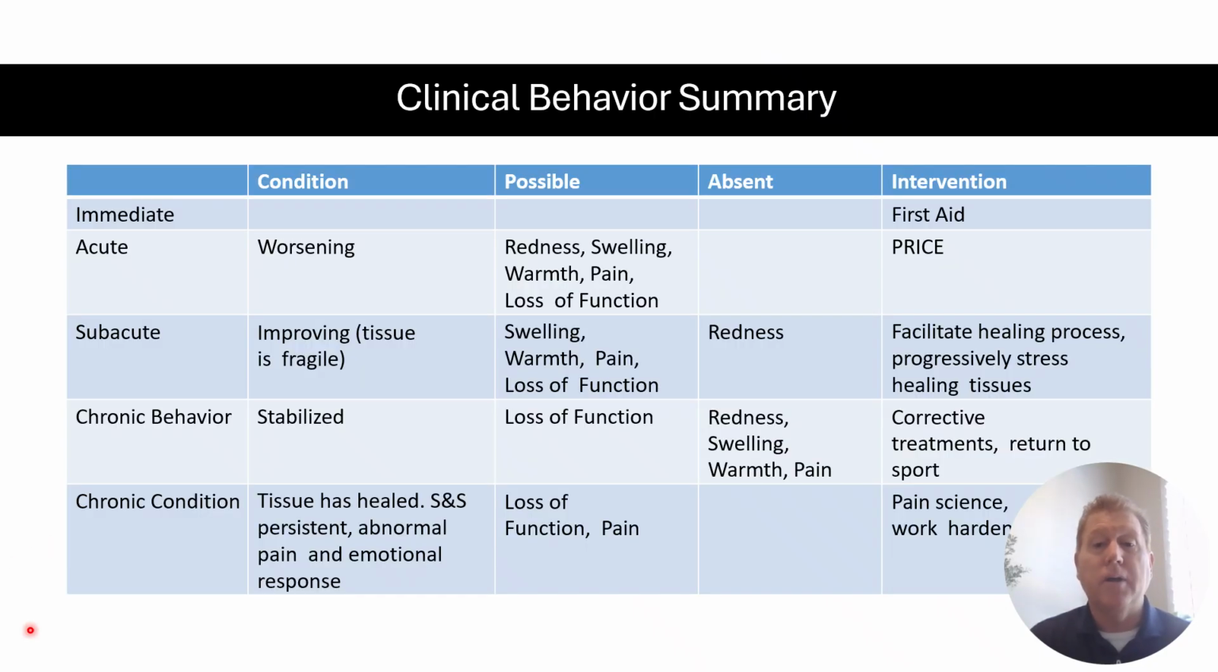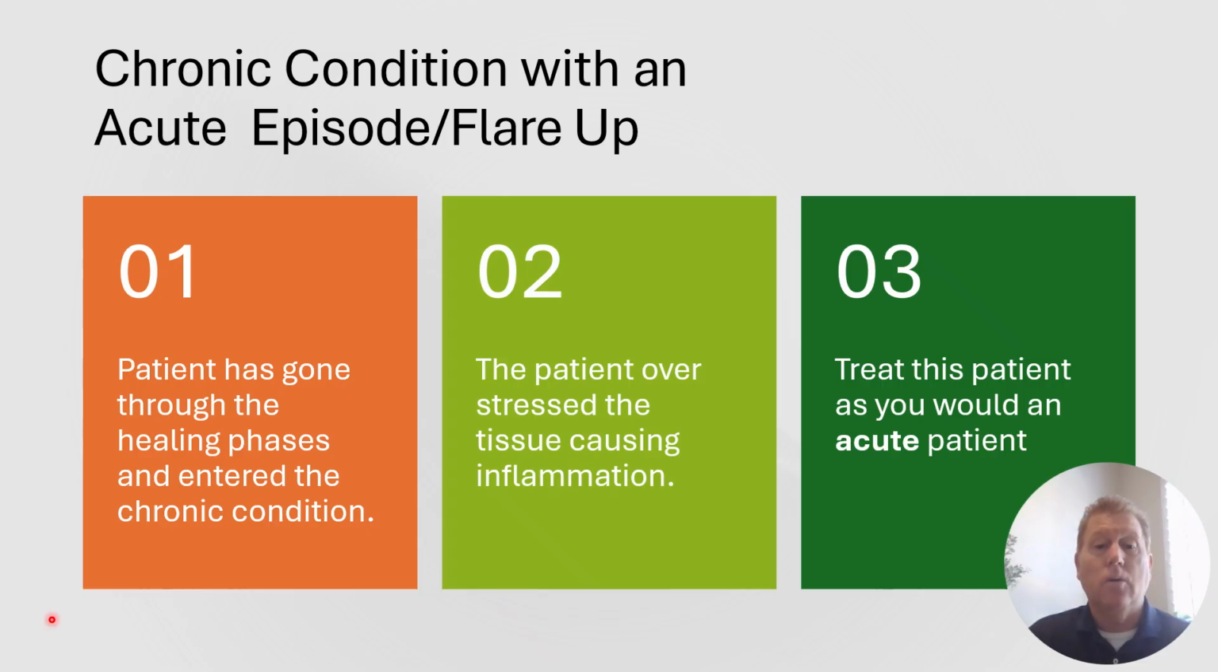So here we have a summary page where we go through and talk about acute, subacute, chronic, and then a chronic condition. And you can kind of read over that. So we have one more stage of condition to kind of talk about, and that is the chronic condition.